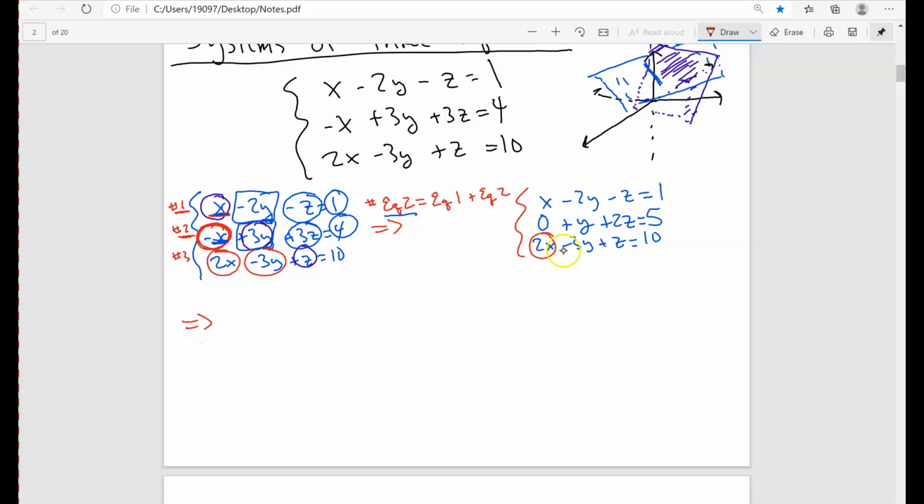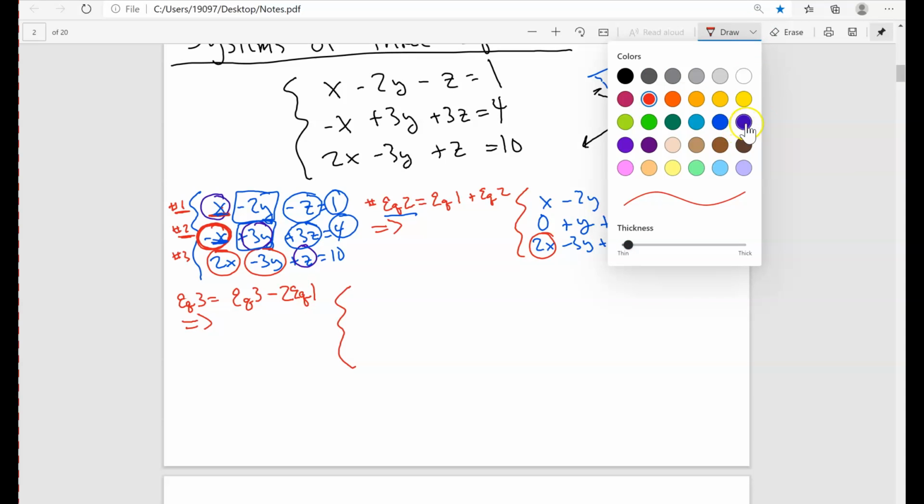And the way that I'm going to do that, so this is equation number 3. What am I going to do? Well, I can multiply this first one by 2, but I have to multiply it by a negative 2. So I'm going to take equation number 3, and I'm going to subtract twice equation number 1. Okay, so what is this going to give me now?